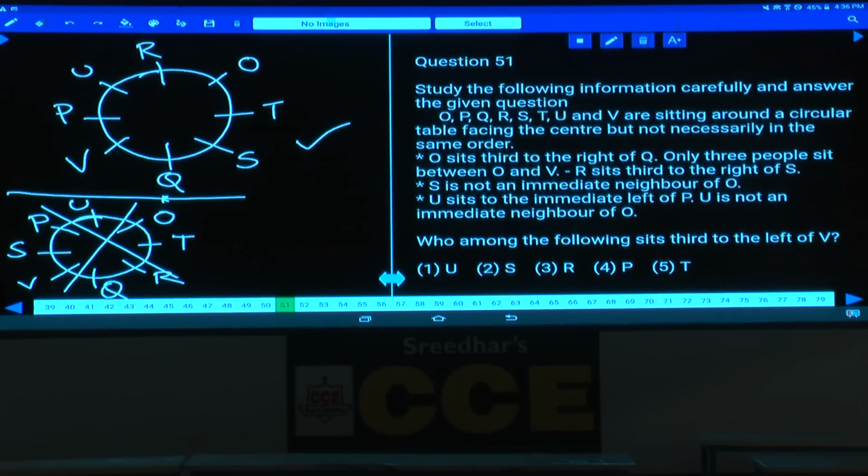Then 51. Who among the following sits third to the left of V? Third to the left of V, who is that person? R, choice 3. Question number 51, choice 3.